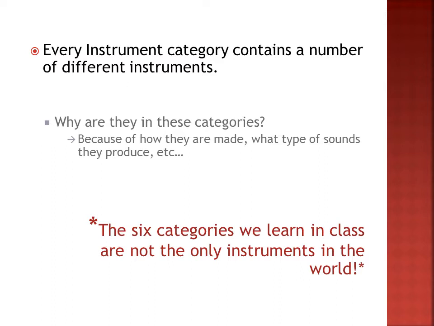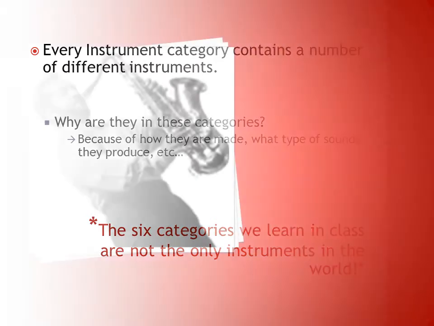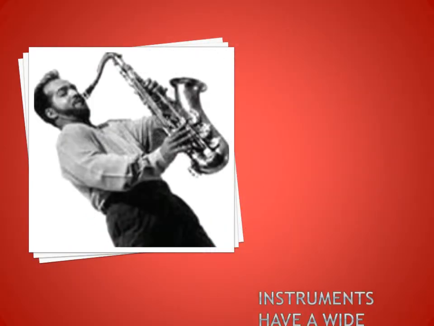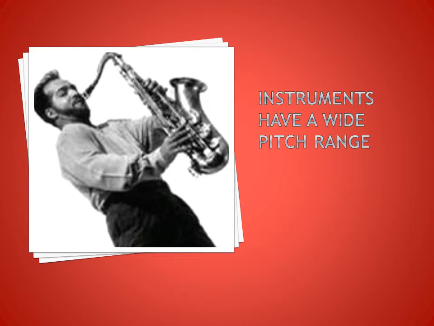Just keep in mind that the 6 categories we're talking about in this class are not the only instrument categories in the world. Later in the semester, we'll talk about other American folk instruments and world music instruments that sort of fit into these categories, but are also in categories of their own. And let's just talk about the 6 broad categories that are most commonly used.